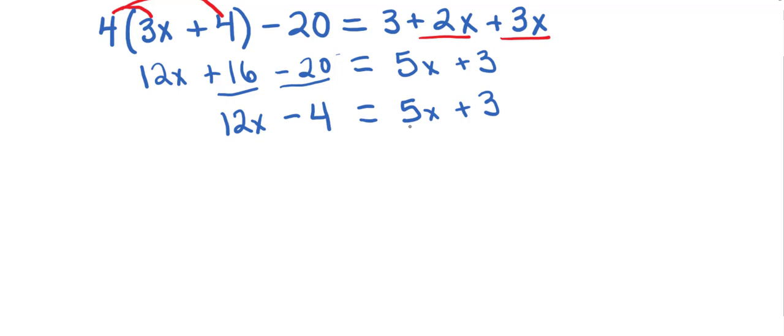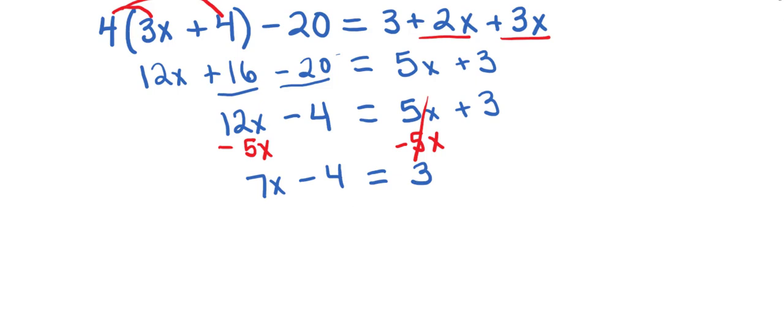It does have a variable on both sides, so we need to get rid of one of those x terms. I'm going to choose to get rid of the 5x. It's a positive 5x, so I'm going to take it away. Same thing on the other side. This gives me 7x minus 4 equals, come straight down. Now it's a standard two-step equation.